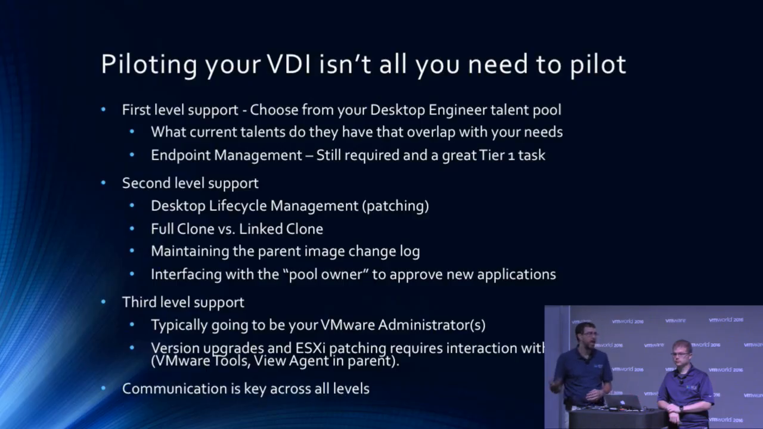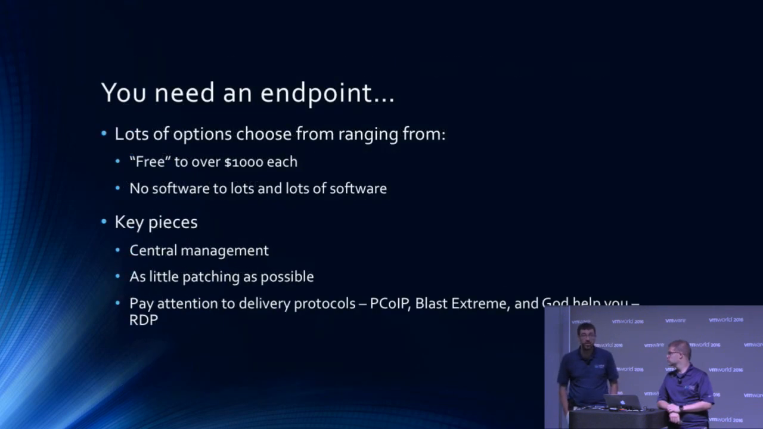And then third level support is typically your VMware administrator, people that manage the hypervisor and the actual application for Horizon, load balancing, things like that. But communication is key across all levels. Make sure that if tier 3 is doing something, that tier 2 understands it, or else it could cause a bunch of problems. And all of this stuff is true no matter what happens, but you do need an endpoint, right? So there are lots of options to choose from.